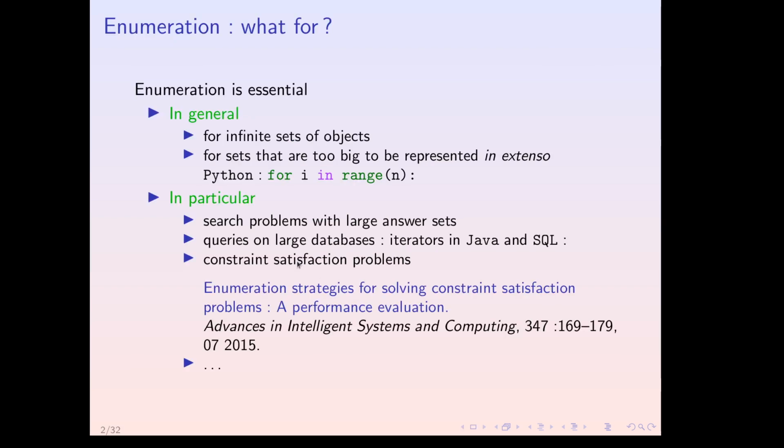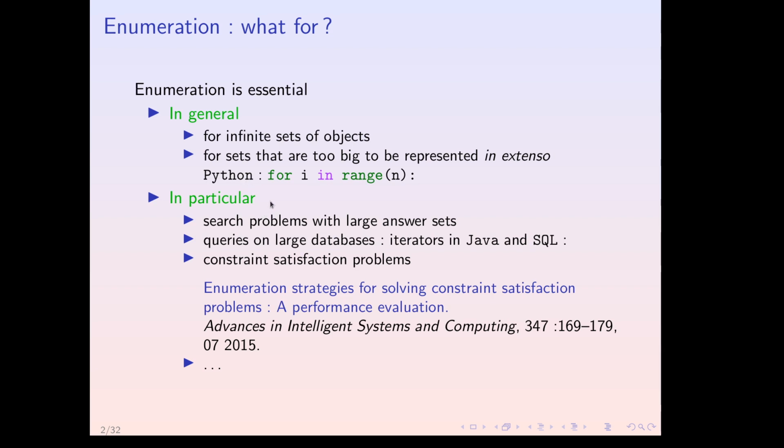Why do we need enumeration? Enumeration is essential when we deal with infinite sets of objects or with sets that are too big to be represented in extenso. See, for instance, the range operation in Python that used to generate a list in Python 2 and now produces an iterator in Python 3.